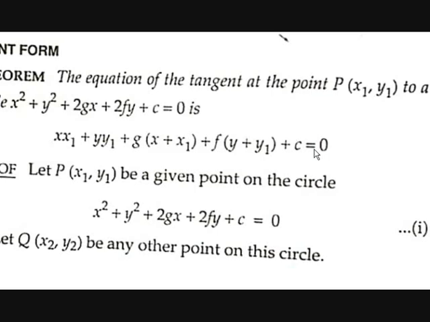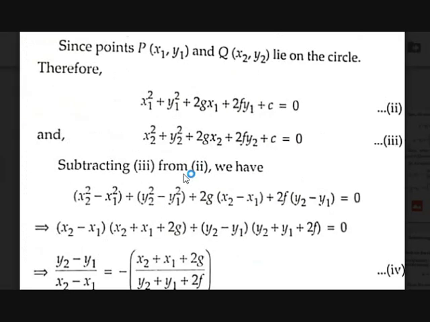Okay, this is somewhat confusing, right? Let's see how we can prove that. We'll understand that easily. Let P (x1, y1) be a point on the given circle, that is x square plus y square plus 2gx plus 2fy plus c is equal to 0. And let Q be (x2, y2), another point on the circle. Both those points lie on the circle, right? So you can substitute those values, x1 in place of x and y1 in place of y, and x2 in place of x and y2 in place of y.